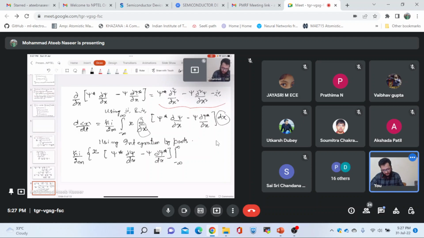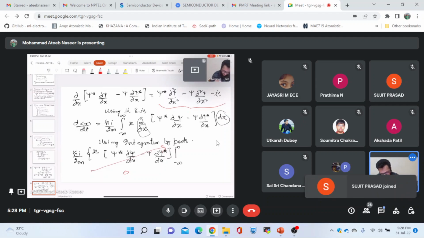But we know that the psi, for it to be physically realizable, has to tend to 0 if x tends to infinity. So this term over here should vanish completely. This term should vanish over here. It should be 0, because we know that for the system to be physically realizable, this condition has to be true.